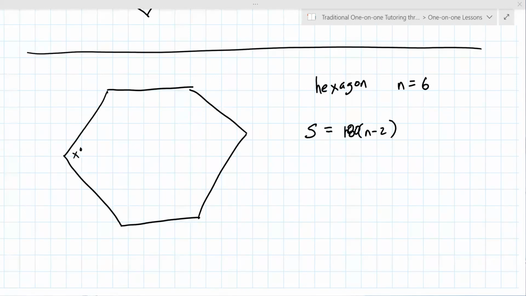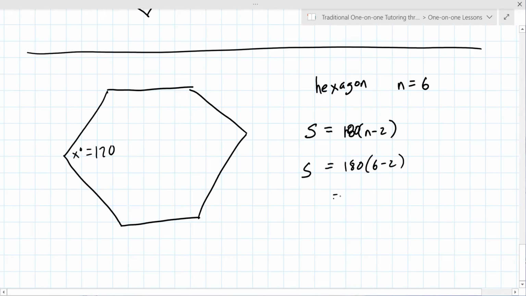So the total answer is 120. Each angle is 120. That's right. The sum is 180 times 6 minus 2, that's 720. And each angle is the sum divided by n, which is 720 divided by 6, which is 120.